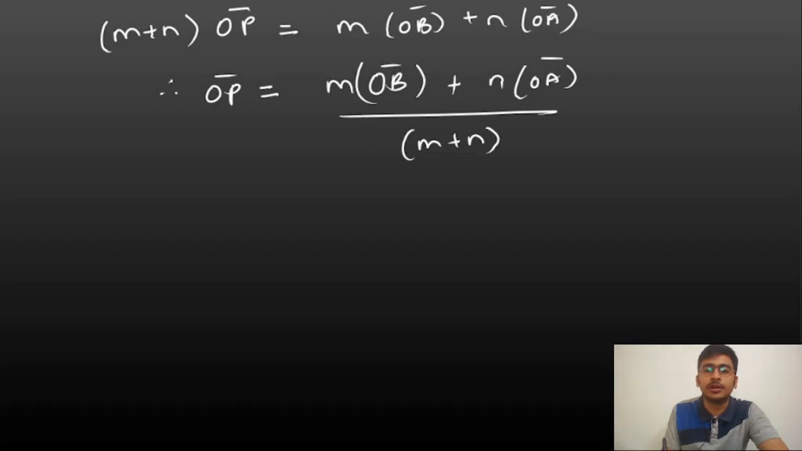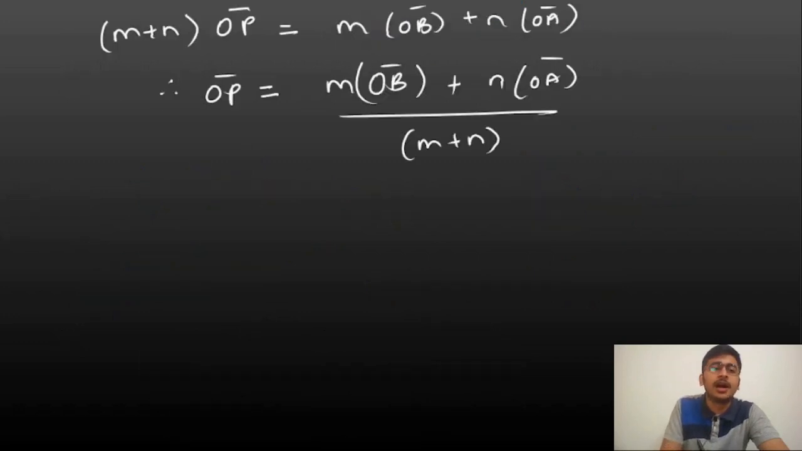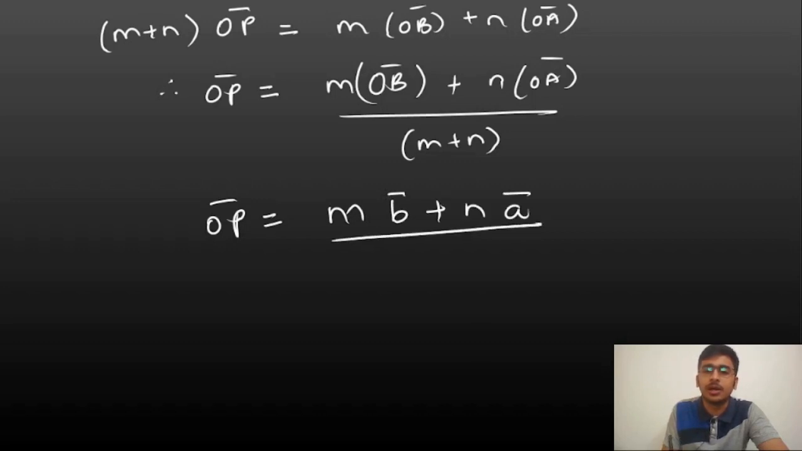So this looks a bit complicated, so I'll rename it in a bit more cleaner manner. So let this OA vector be small a vector, let this OB vector be b vector. So in terms of a and b, if I have to find a position vector OP, I can simply write down OP vector can be written as m times b vector plus n times a vector upon m plus n. This is nothing but our section formula.